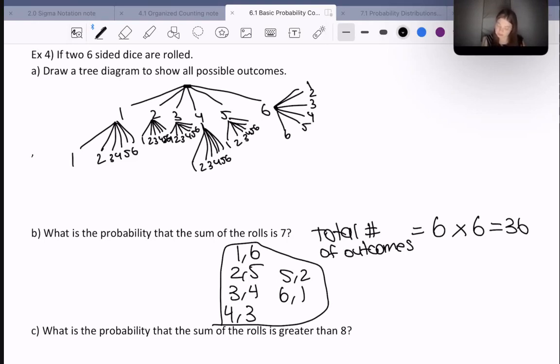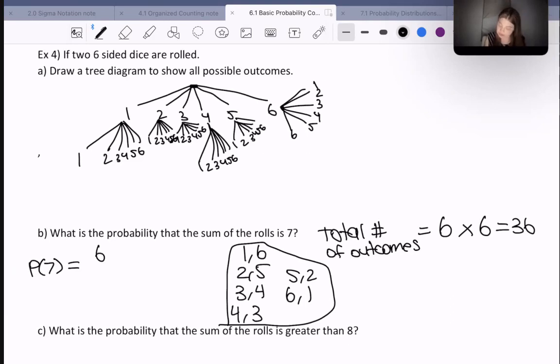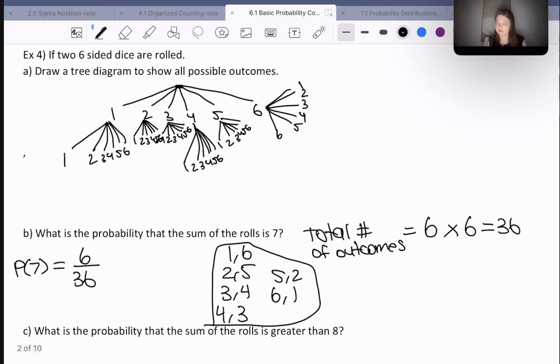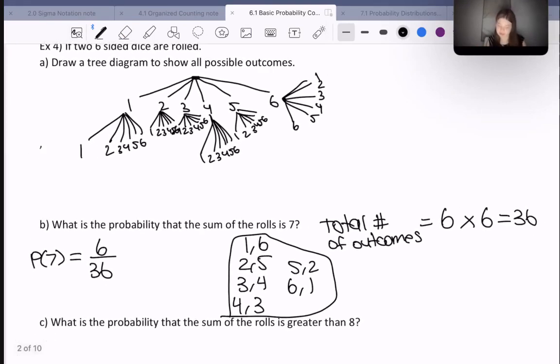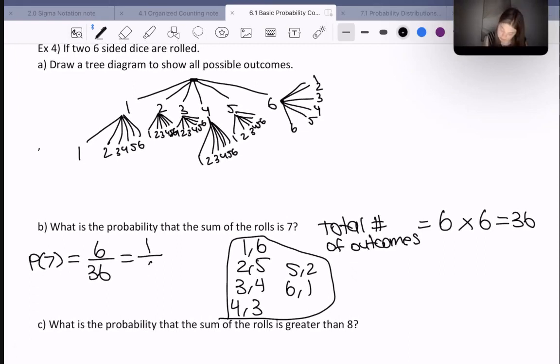So that means that the probability of rolling a 7 is equal to 6, right? Because there's 6 possible outcomes here, divided by 36, right? Because 36 is the total number of outcomes here. And that is going to simplify to 1 over 6. So there's a 1 in 6 chance of rolling a 7.